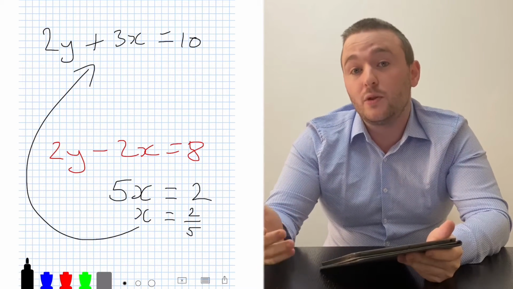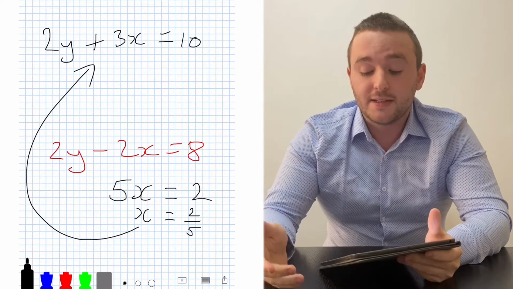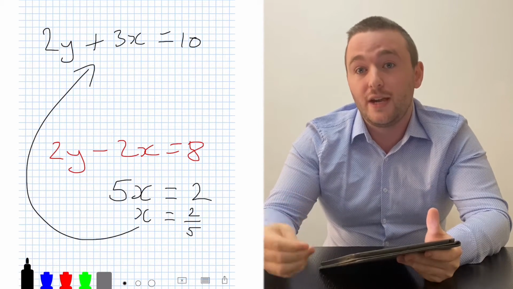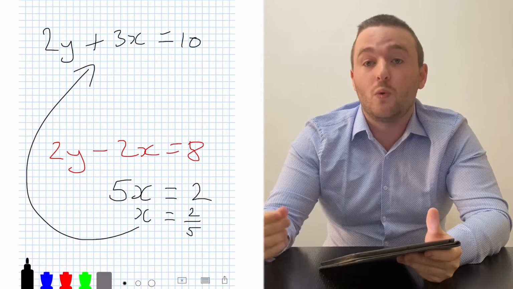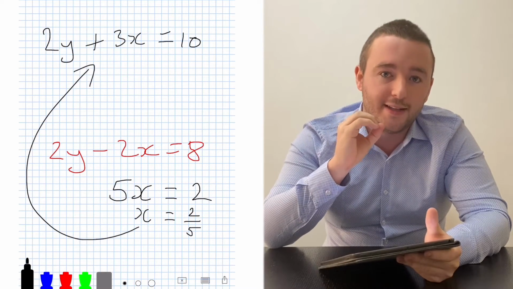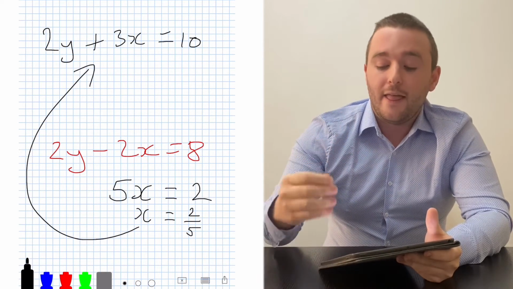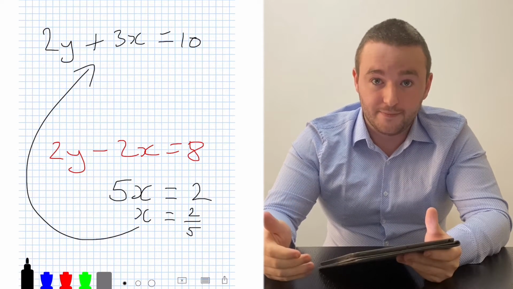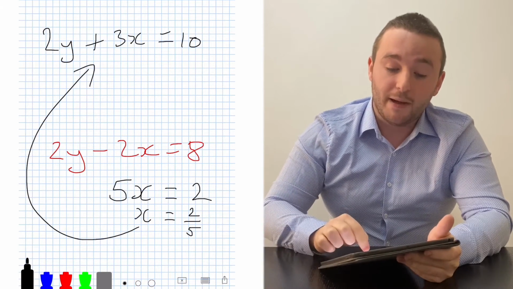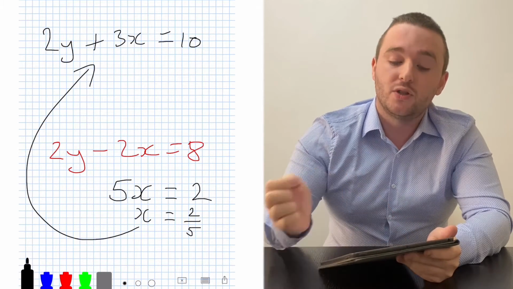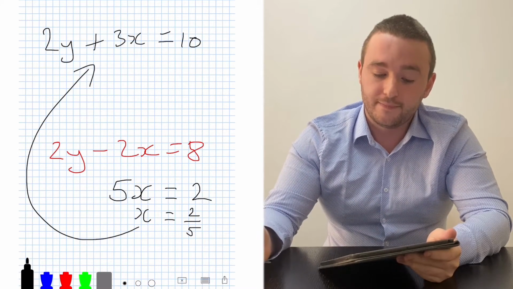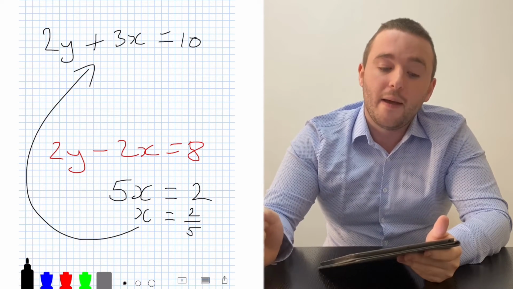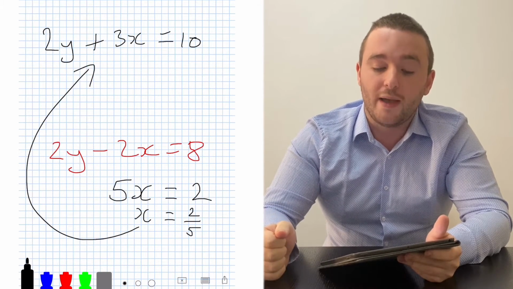Now, a lot of people lose quite a lot of marks here because they forget that when you answer a simultaneous equation question, you're trying to get the coordinates of a point where the two lines intersect. This means that you also have to get the y coordinate. You do this by putting the x back into one of the equations that we know. So in this case, let's put our x equals 2/5 answer back into that first equation, 2y plus 3x equals 10.